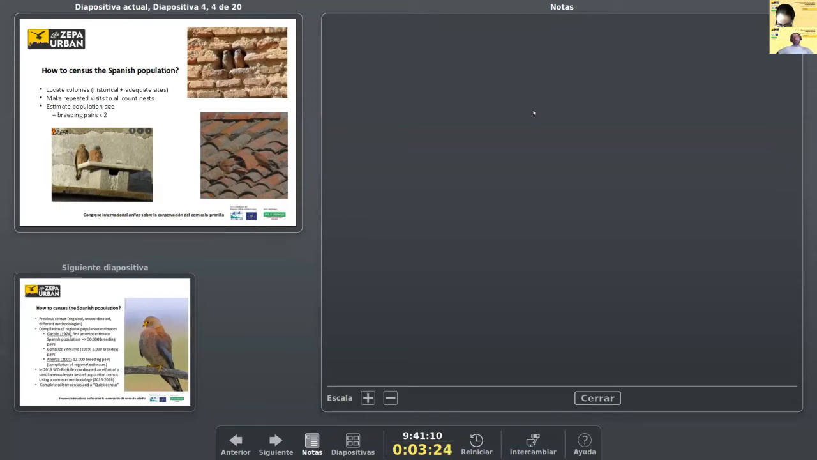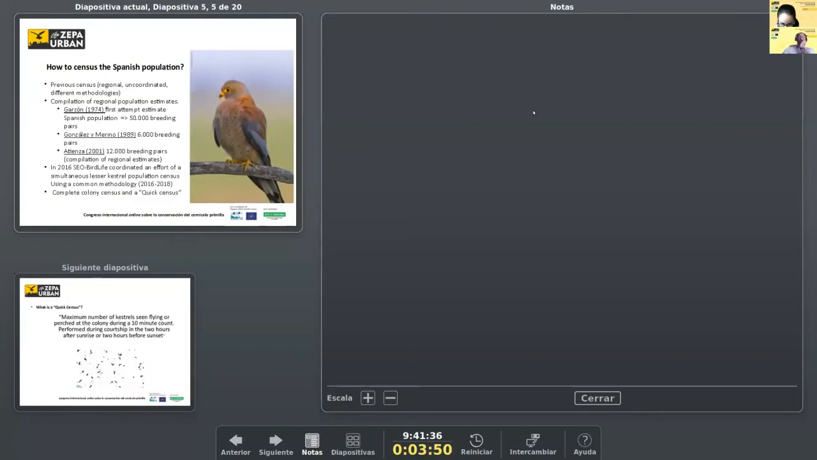So how have the different censuses that have been carried out in Spain been performed? Well, the strategy has been to locate colonies, usually visiting the historical sites, the historical colonies, plus what has been considered adequate nesting sites, make repeated visits to these places to count all nests, and then estimate population size as the number of breeding pairs times 2. How have these censuses been carried out? Previous censuses in general have not been national censuses, but regional censuses. They were not really coordinated, and they have been using different methodologies.